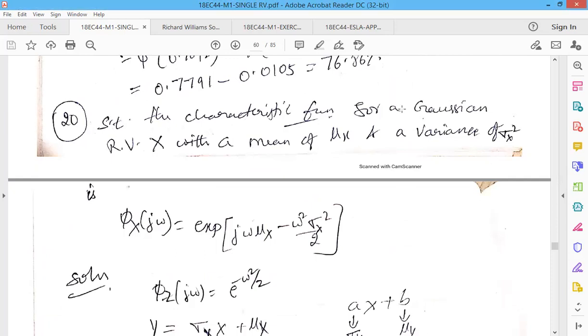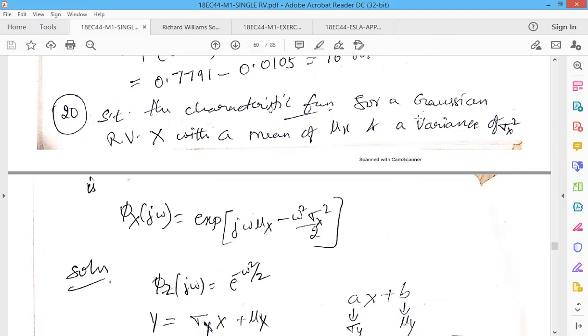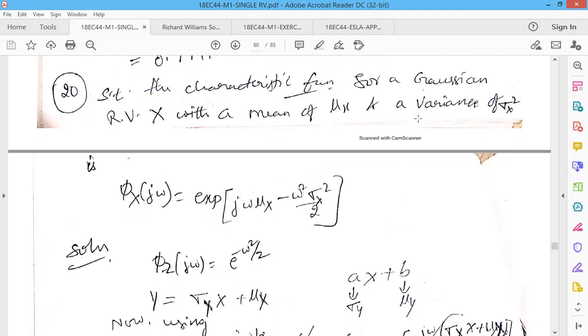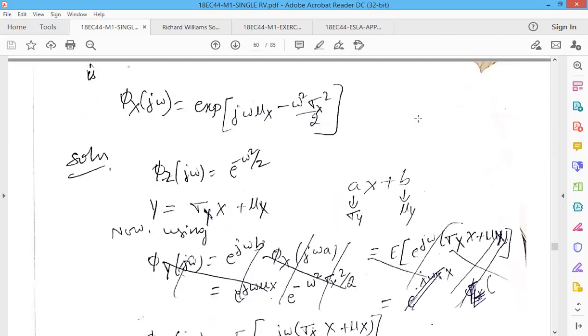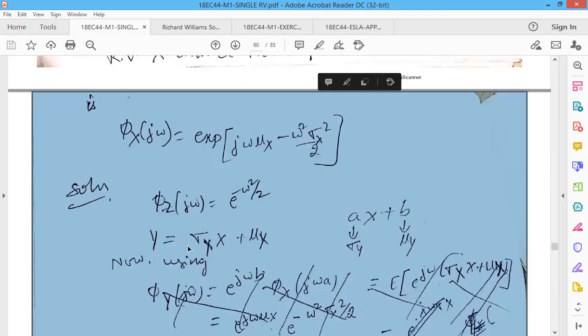So the 70th problem is, you are asked to show that the characteristic function for a Gaussian random variable with a mean of mu x and a variance of sigma x square is given by phi x of j omega is equal to exponential of j omega mu x minus omega square sigma x square by 2. So here this is with respect to the transformation function that we have discussed. So here we have taken the transformation function as y is equal to sigma y x plus mu y.